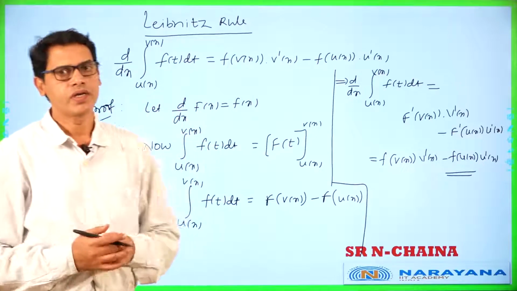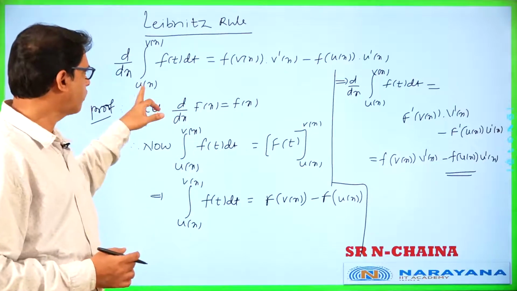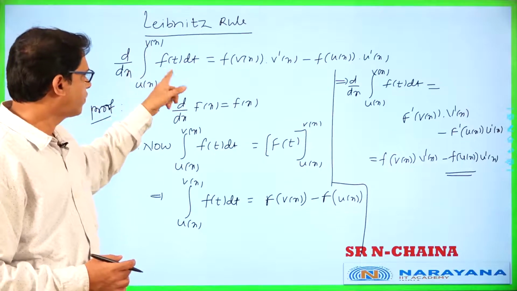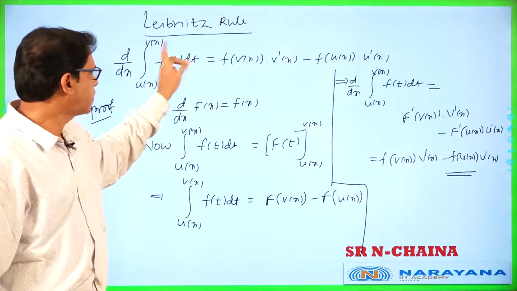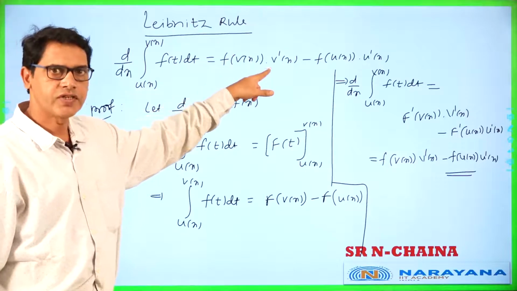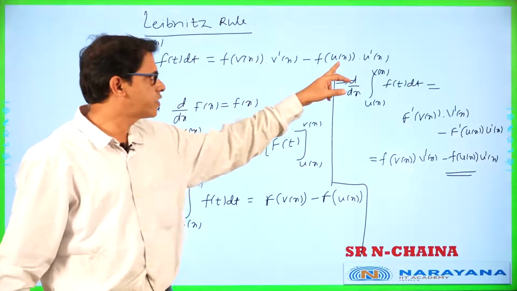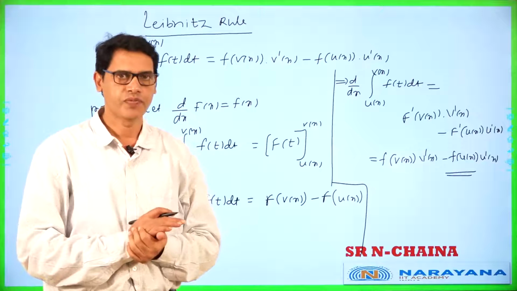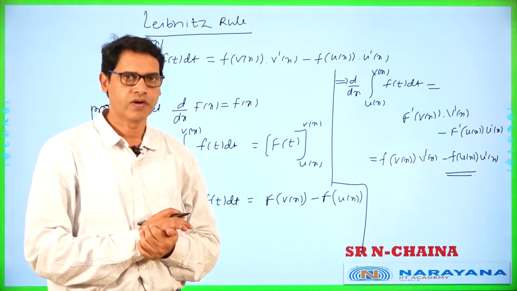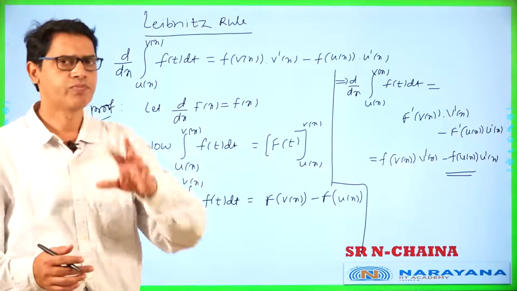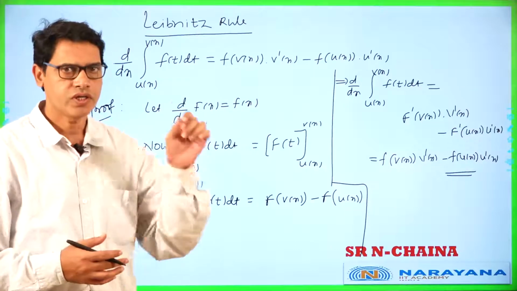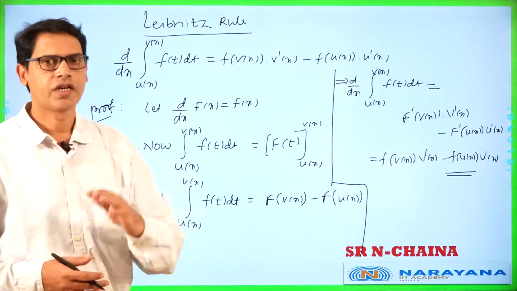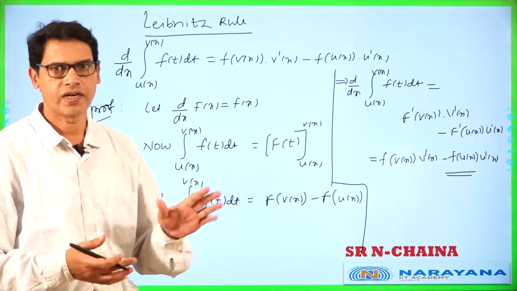Remember this one: the derivative of the definite integral from u of x to v of x of f of t dt will be, first replace with the upper limit, then the derivative of the upper limit, minus replace with the lower limit, then the derivative of the lower limit. This is the Leibniz rule we use frequently. Now let us do some simple problems on the Leibniz rule so that you can remember the formula. So formula, derivation, then let us do some problems so that you will have clarity.